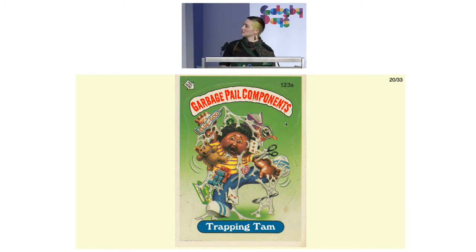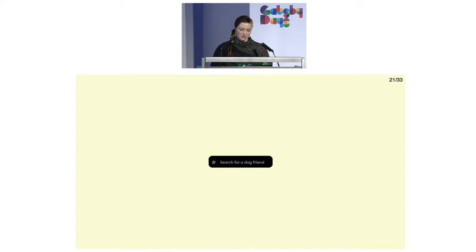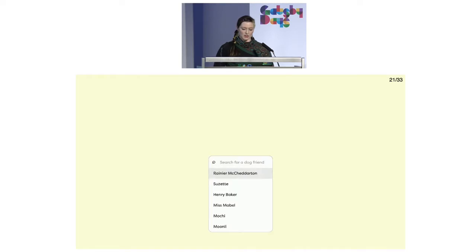So we have our next series of garbage pail components here with trapping tab, because a keyboard trap is another really common problem. And this one's pretty pervasive, and you really can't get out of it. So I have a little autocomplete widget here that if I use my keyboard and maybe I start typing, this is my dog's name, Rainier McCheddarton. But I'm trapped in here now. I'm hitting my tab key, and I can't get out of here. I could maybe use my mouse, but if I hit my keyboard and I start typing, I'm stuck. I can't get out of here.